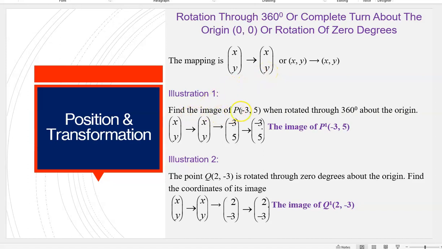Illustration 1. Find the image of P(-3, 5) when rotated through 360 degrees about origin. This is the mapping, so (-3, 5) maps to (-3, 5). And therefore, the image P1 is (-3, 5). Then we come to illustration 2. The point Q(2, -3) is rotated through 0 degrees about origin. Find the coordinates of its image. Just substitute (2, -3) into the mapping, and we get (2, -3). Therefore, the image Q1 is (2, -3).